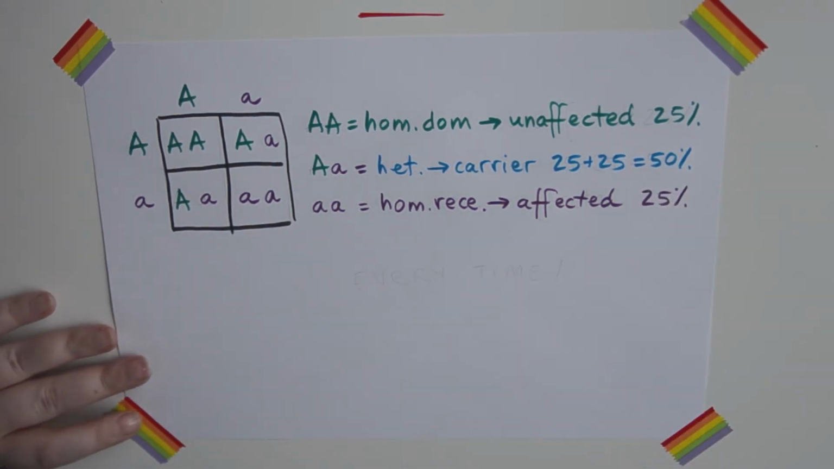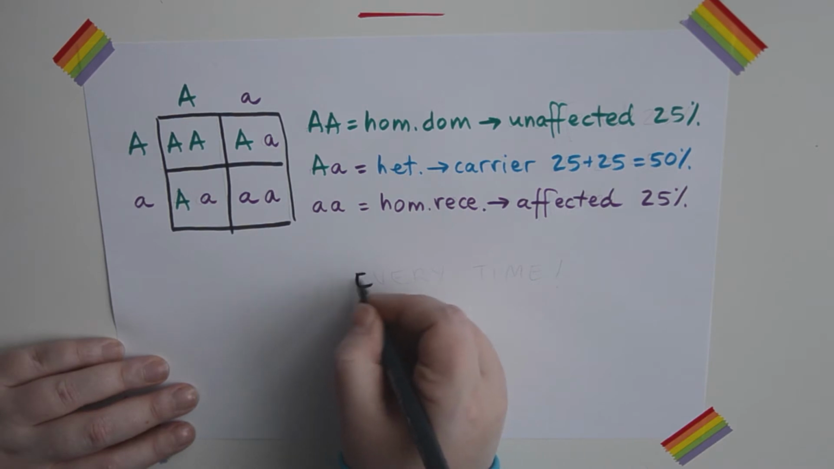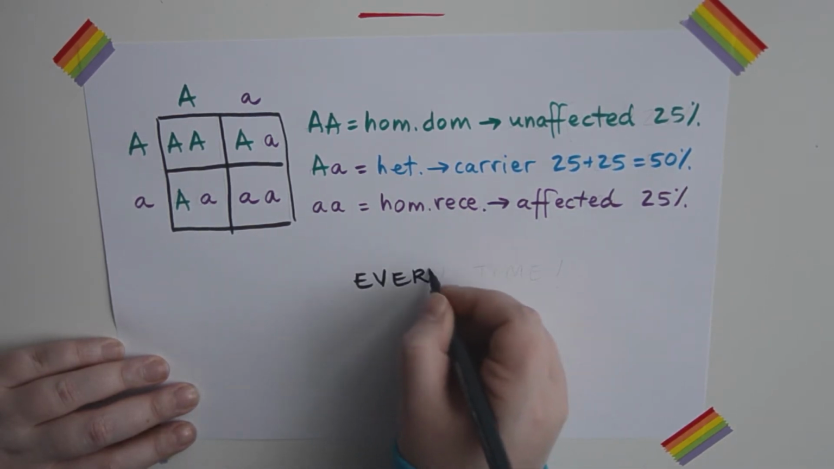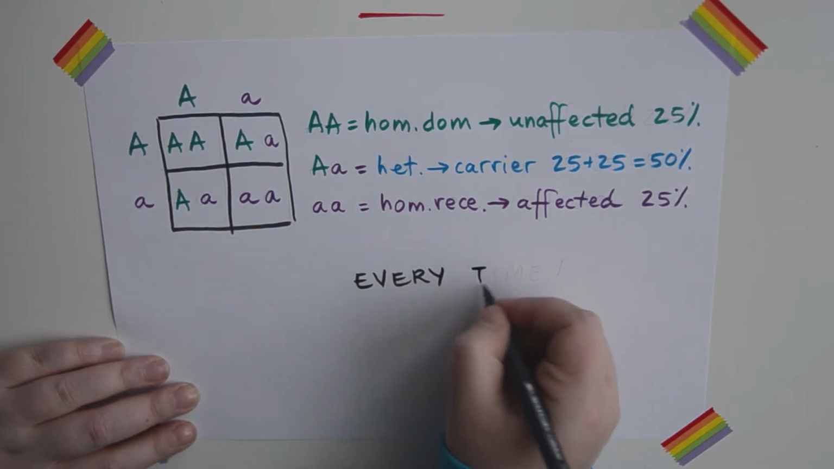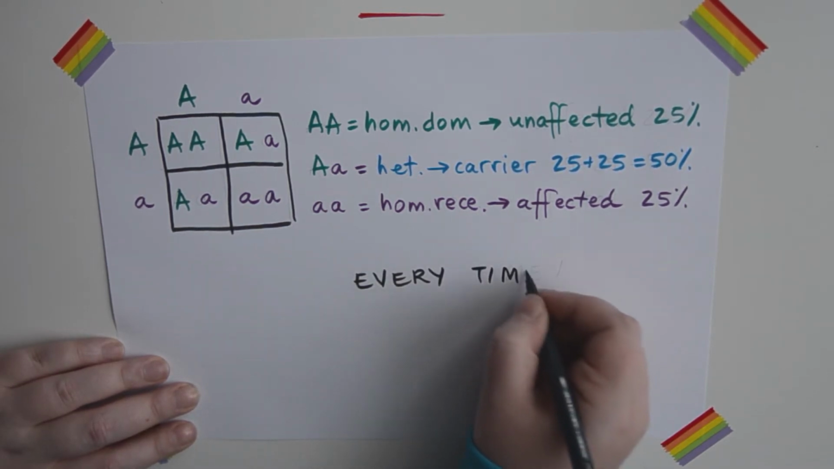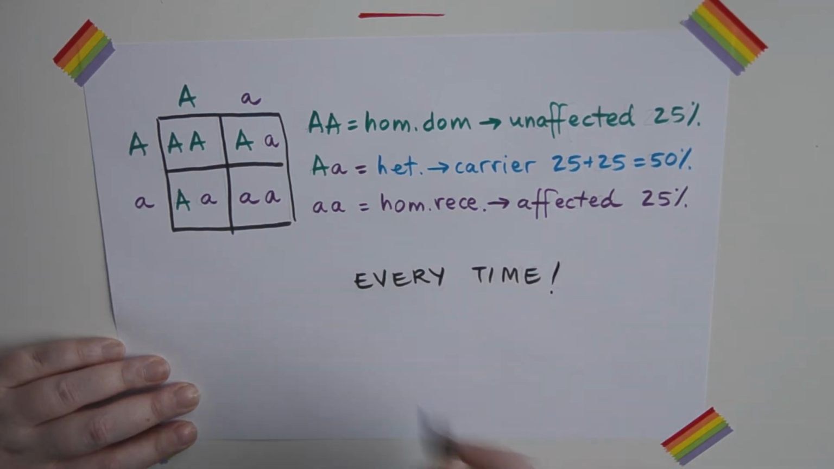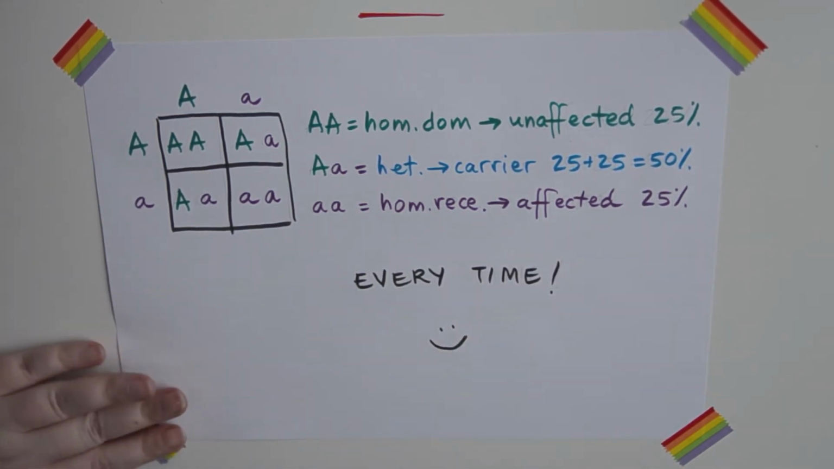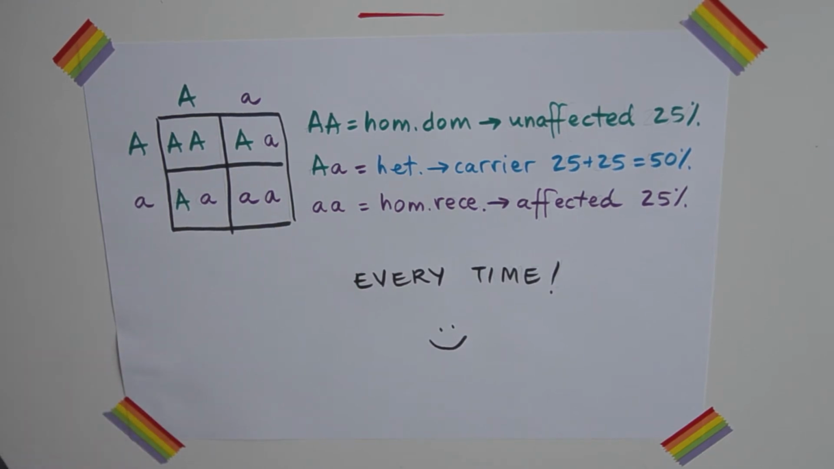affected. But keep in mind, this doesn't mean that if these two carriers have 4 children, one of them is going to be unaffected, 2 of them are going to be carriers, and 1 of them is going to be affected. No, this means that every individual time they have a child, these are the odds that the child has with respect to inheriting disease A. If 2 carriers have several children, it could be that they're all unaffected, or that they're all affected, or whatever, because it's random every time.